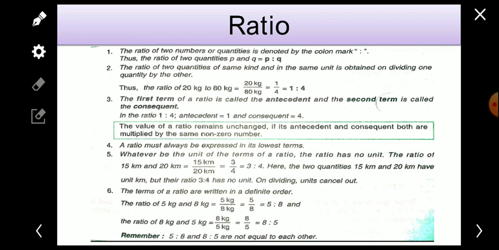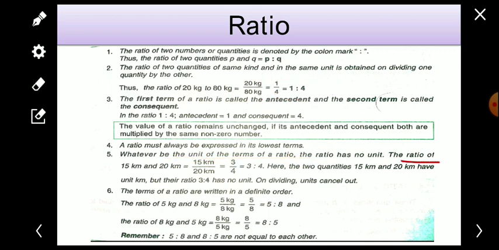A ratio must always be expressed in the lowest terms. We have already learned that a ratio must always be expressed in the simplest form or lowest form. Whatever be the unit of the terms of a ratio, the ratio has no unit. Actually the terms in the beginning have units, kg or meter or kilometer, anything, but whatever ratio we get is unitless. So a ratio is a unitless quantity.